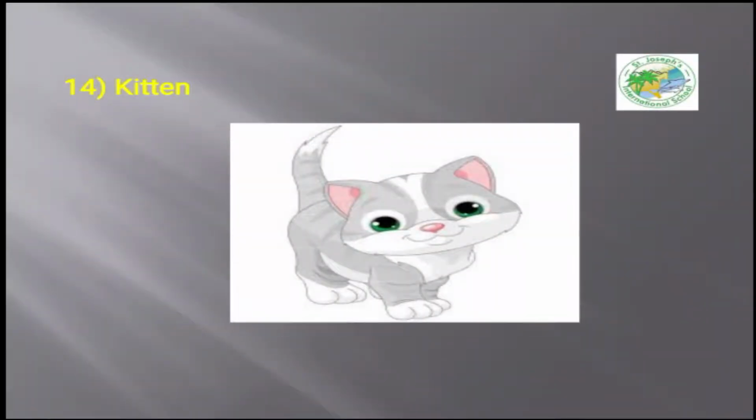The last word we have today is kitten. What is the difference between kitten and cat? Cat is the big one, but kitten is the small one. Okay, so kitten is a small cat, but cat is the big one. Okay, we have finished the vocabulary.